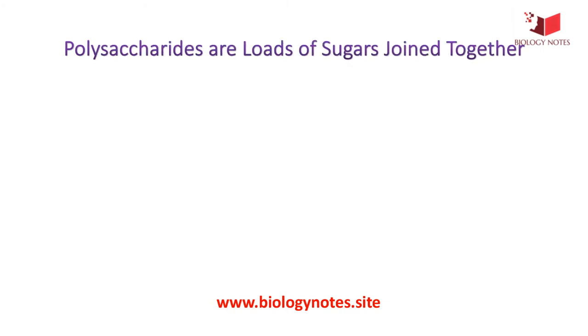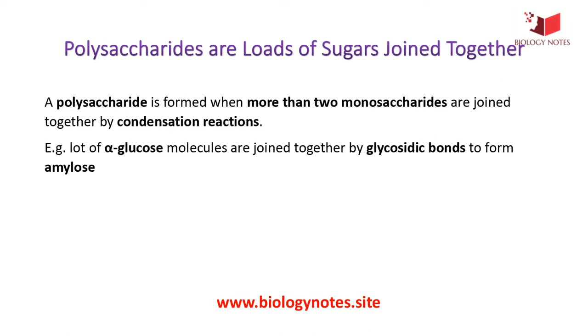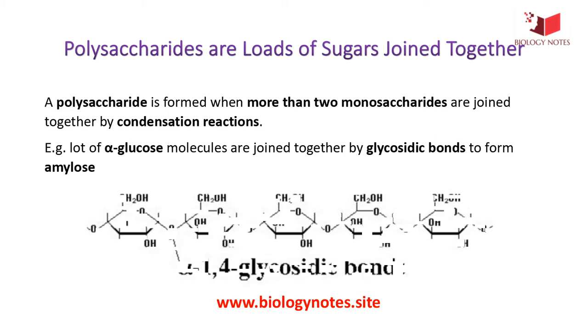Polysaccharides are loads of sugars joined together. A polysaccharide is formed when more than two monosaccharides are joined together by condensation reactions. For example, a lot of alpha-glucose molecules are joined together by glycosidic bonds to form amylose. You need to know about the relationship between the structure and function of three polysaccharides: starch, glycogen and cellulose.